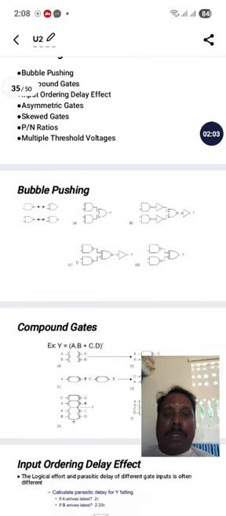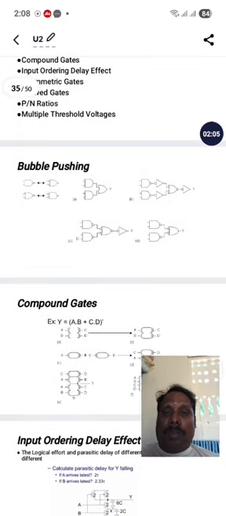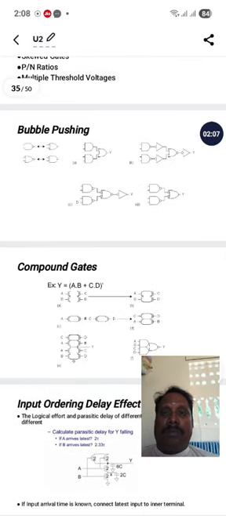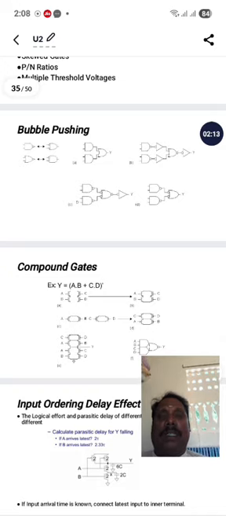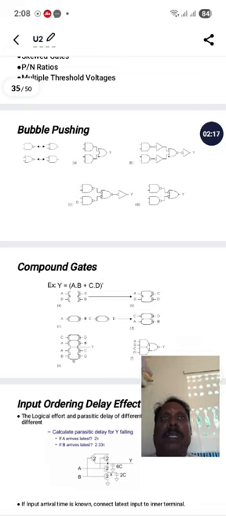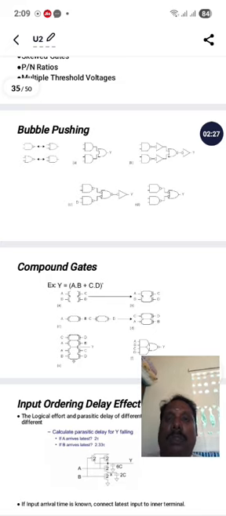The first one is bubble pushing. What is meant by bubble pushing? You know that in the first unit you might have learned the NAND and NOR implementation, in which you put the bubble at the input side as well as the output side. Depending upon the nature of the circuit, the bubbles are used either at the input side or at the output side. In bubble pushing, the same thing is going to happen.